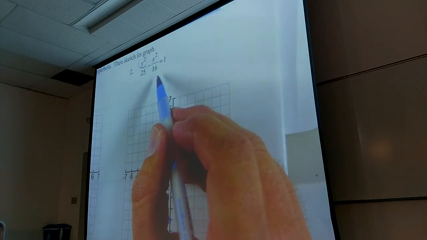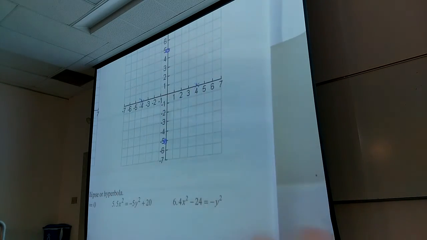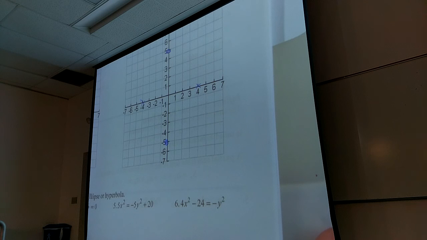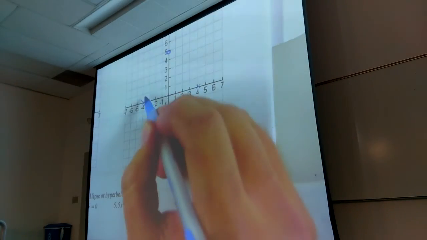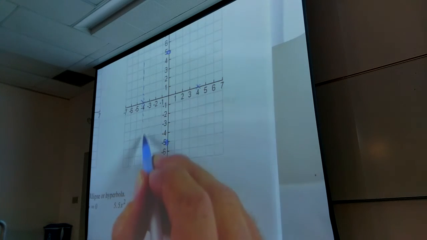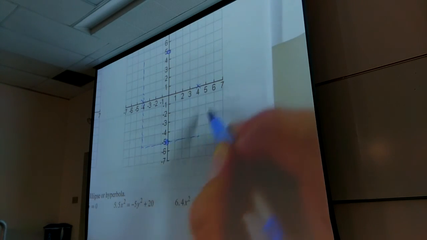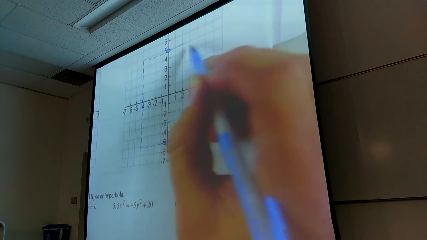I can put a little x there, and a little x there. Not a dot, because it's not a point on the graph. And you make your little guiding rectangle. I love that. This is your spirit rectangle behind you.